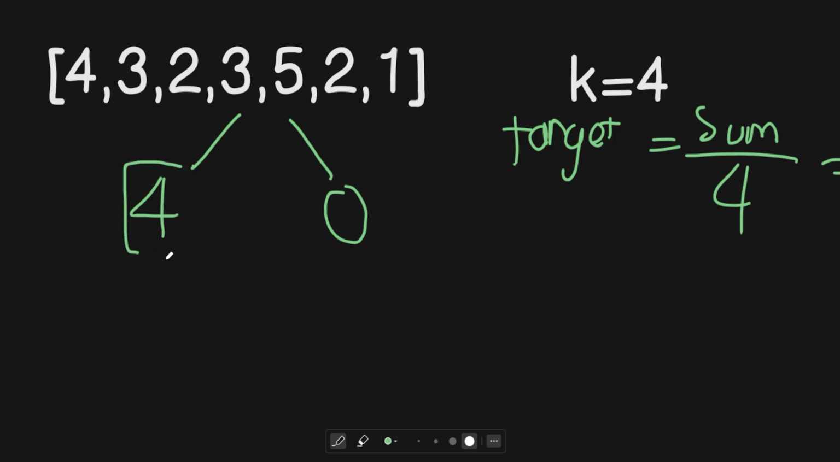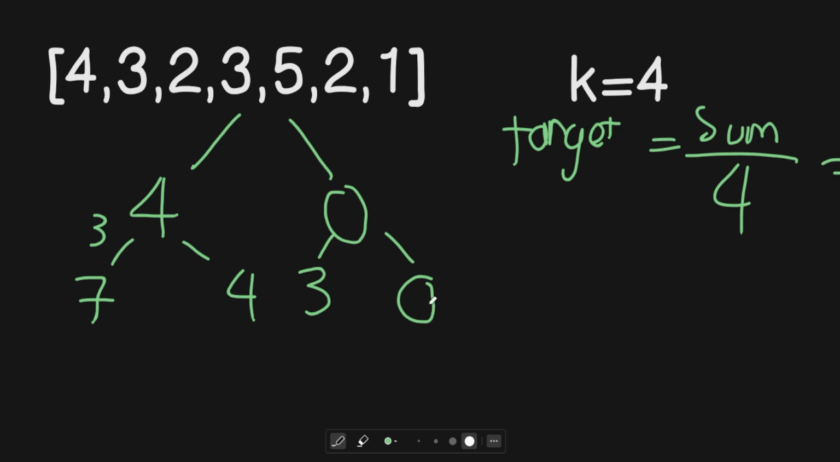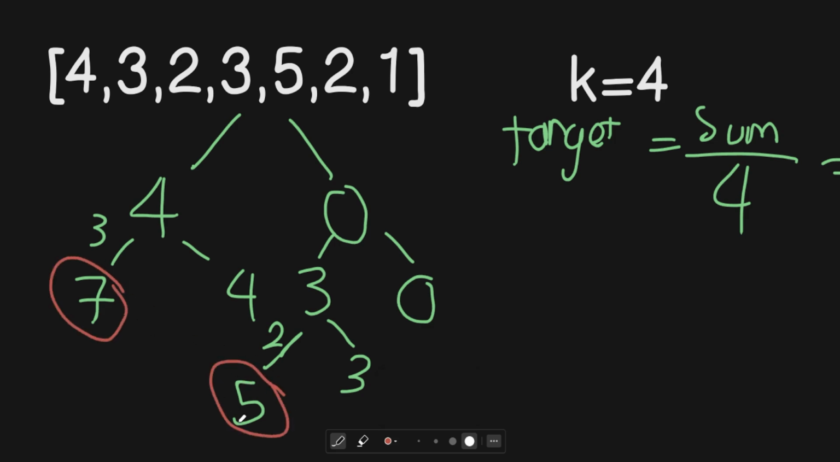Okay, now we have 4. We're going to choose 3, so it sums up to 7, or we're not choosing anything and it's still 4. Since we're not choosing 4, we will have an option to choose 3 or not choosing 3. Same thing in here: we have a choice to choose 2 or not choosing 2, which is 5. We have 2 scenarios right here, we have 7 and we have 5.